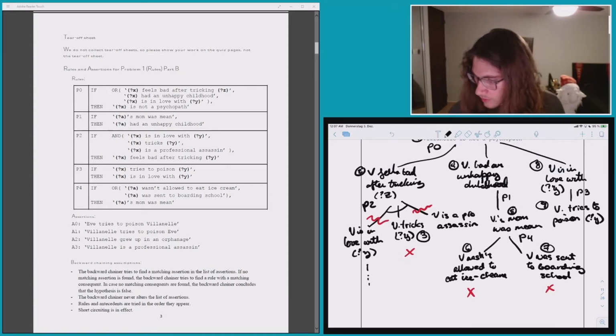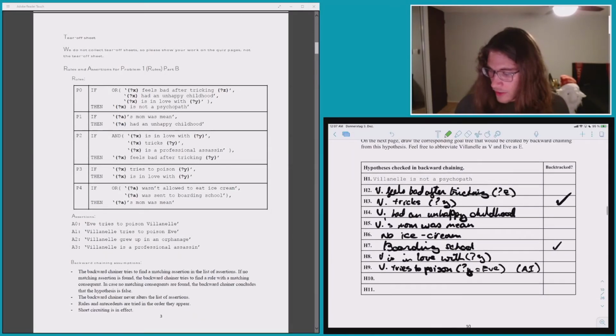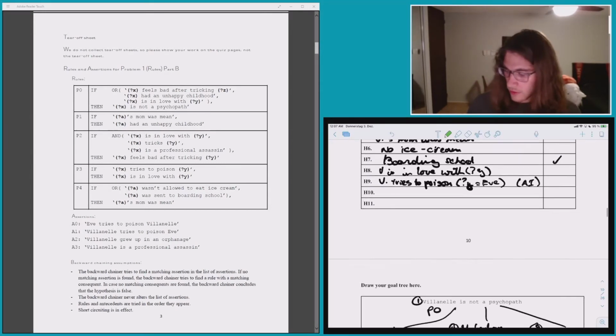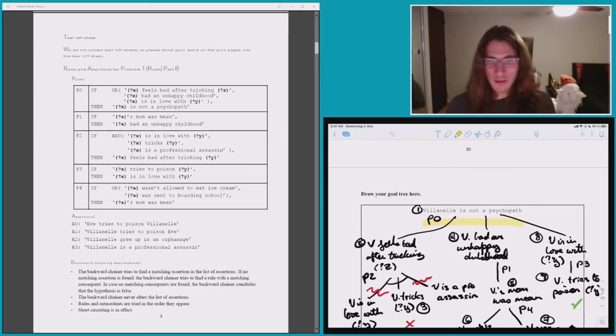So after binding Y to Eve, V tries to poison Eve. This matches, which means the hypothesis is satisfied or is proven, because this is an OR node at the very top. So we've proven the rightmost child and we've satisfied the hypothesis.